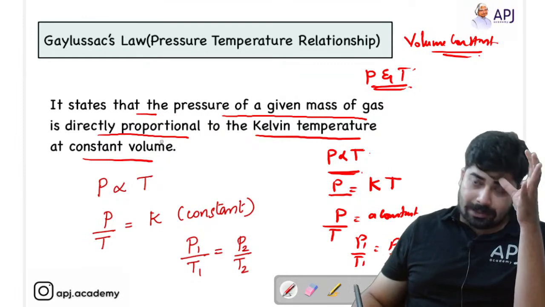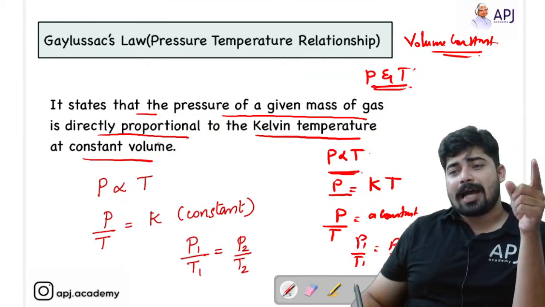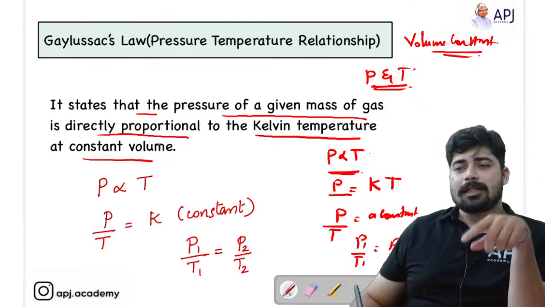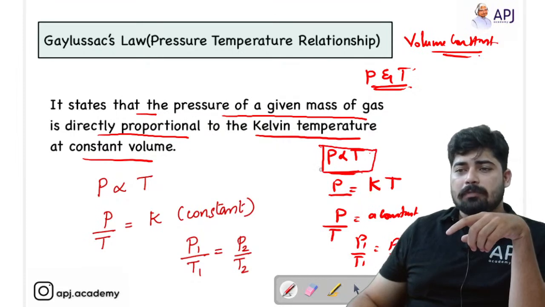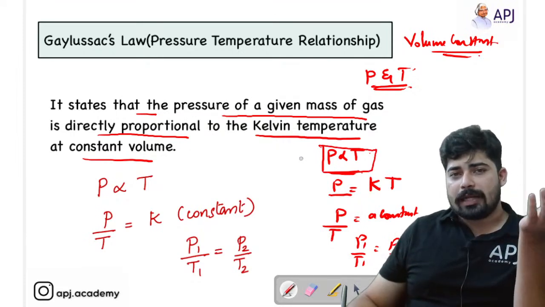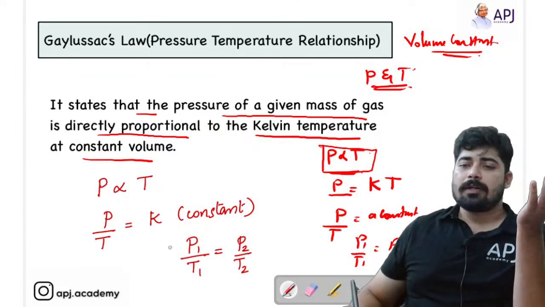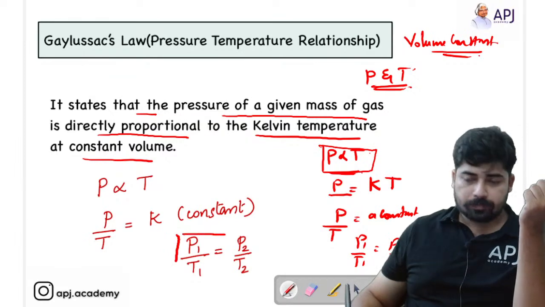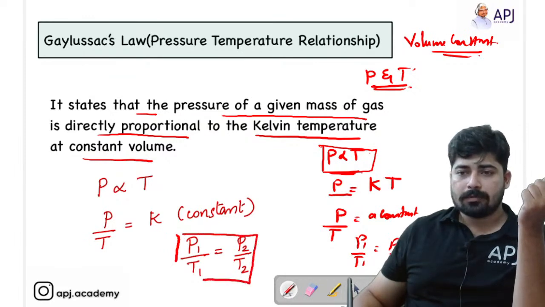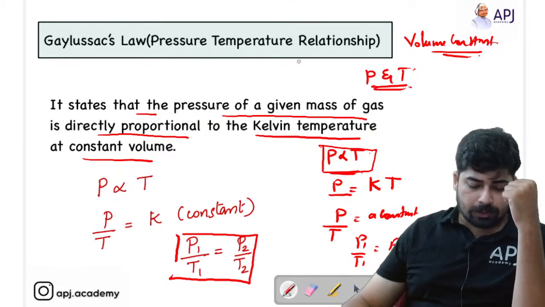So what it states is that the pressure of a given mass of gas is directly proportional to the temperature. This is what we have written here. P directly proportional to temperature, so P is equal to KT, P by T is equal to constant. So we can write P1 by T1 is equal to P2 by T2.